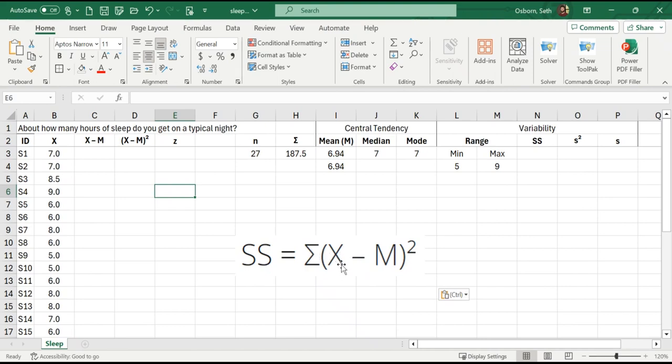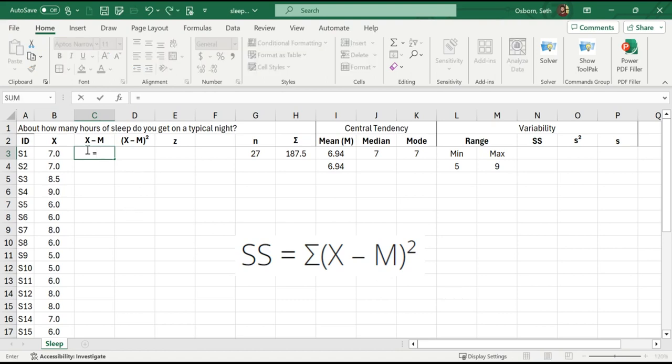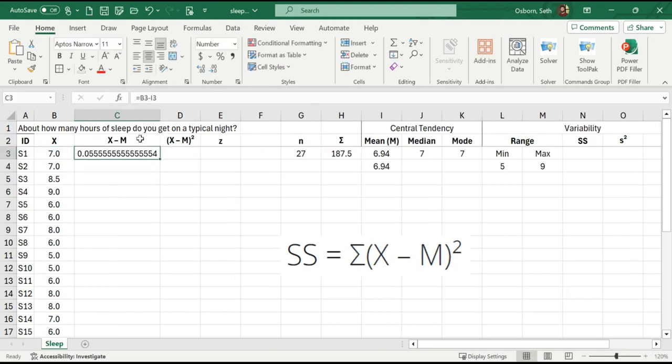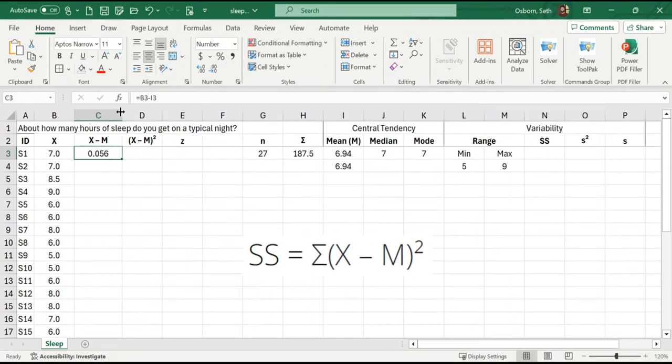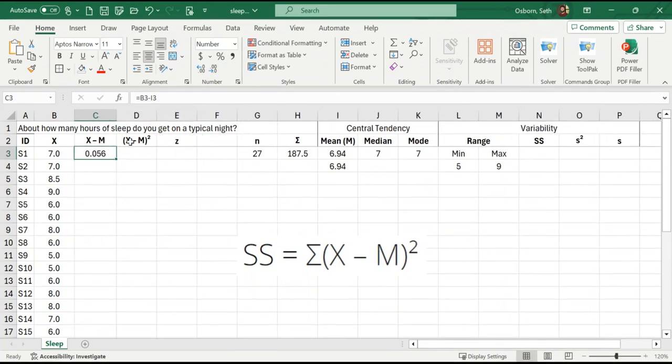First, we can find the deviation of each score from the mean, so using x minus M, where M is the mean. Let's put that in this column. We can say this will be equal to, our value of x is 7, and then we will subtract the mean, 6.94. Okay, and I hate the number of decimals, so I'm going to reduce it. It's about 0.056. So 7 is very close to the mean of 6.94.